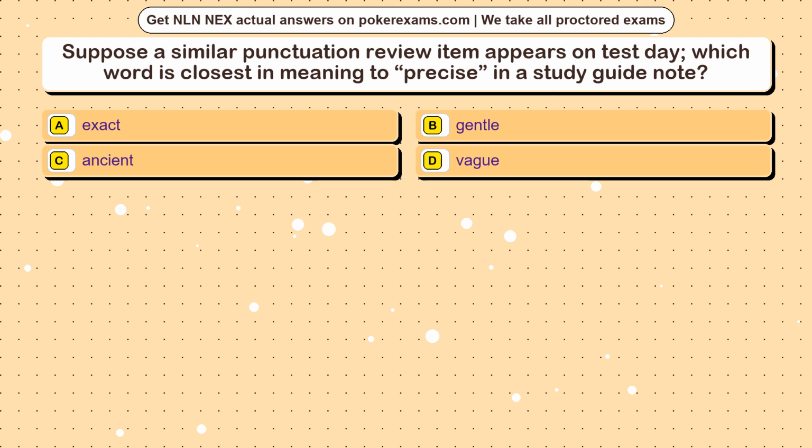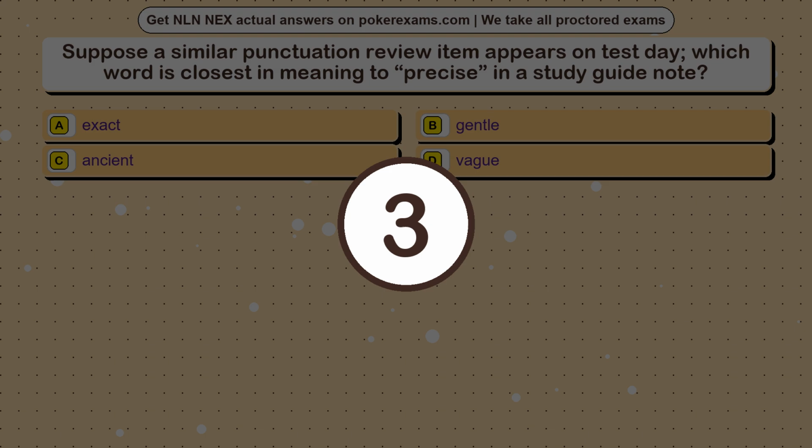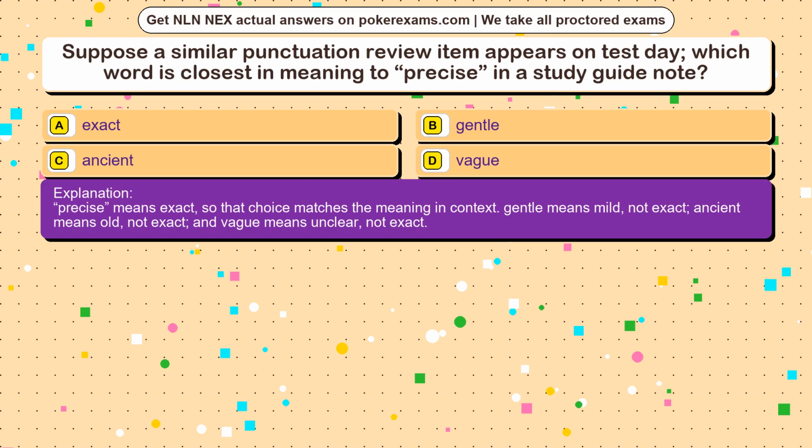Question 7. Suppose a similar punctuation review item appears on test day. Which word is closest in meaning to precise in a study guide note? Option A, exact. Option B, gentle. Option C, ancient. Option D, vague. The correct answer is option. Precise means exact, so that choice matches the meaning in context. Gentle means mild, not exact. Ancient means old, not exact. And vague means unclear, not exact.